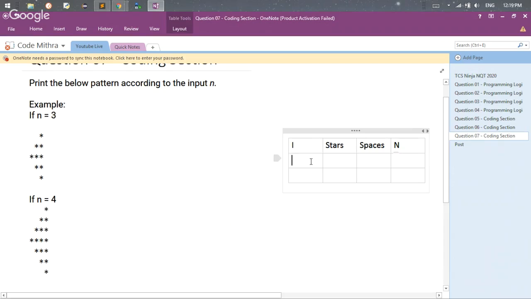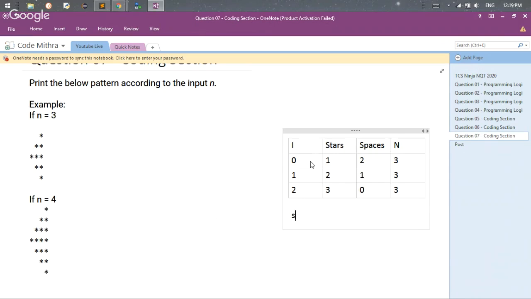When i is 0, stars is 1, spaces are 2, n is still 3. When i is 1, stars is 2, spaces is 1, and n is still 3. Now when i is 2, number of stars to be printed is 3, spaces is 0, and n is still 3. Now, what will be the spaces formula? Spaces formula is n minus i minus 1.